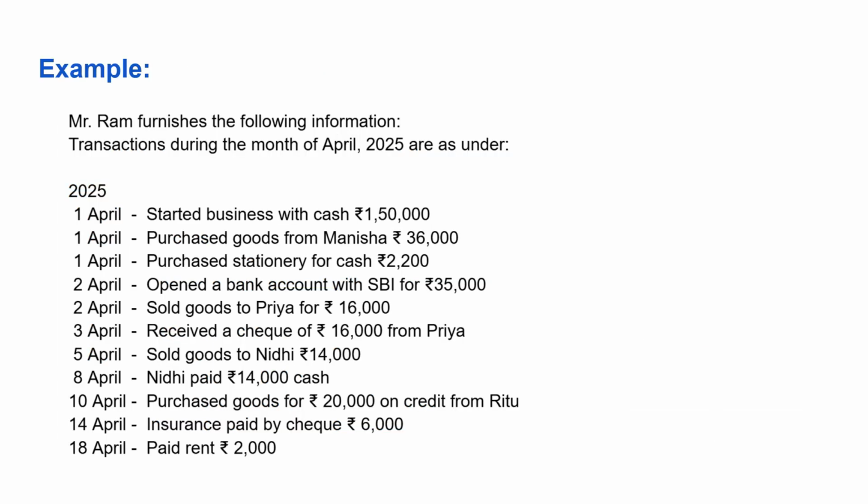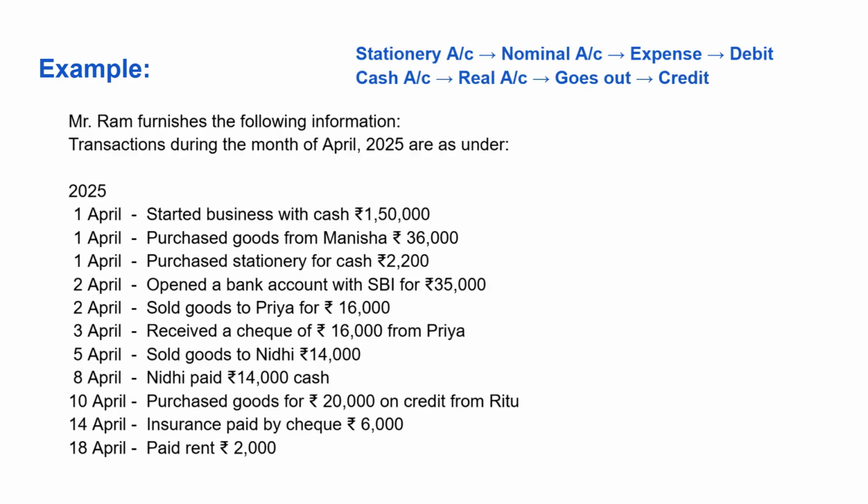Next. 1st April, purchased stationery for cash 2,200 rupees. Here the two accounts affected are stationery account and cash account because we have paid the cash. So stationery account is nominal account and we have paid for stationery. So it is an expense. Debit all expenses. So it is debit. And cash account is real account and cash goes out of the business. After purchasing stationery, cash goes out of the business. So it is credit what goes out.